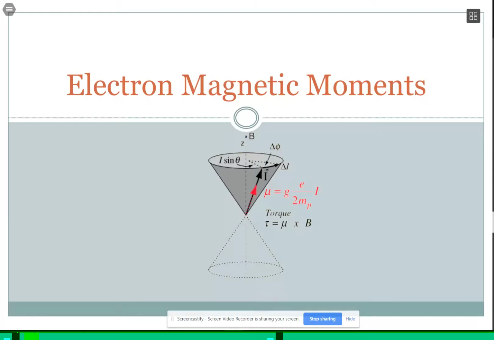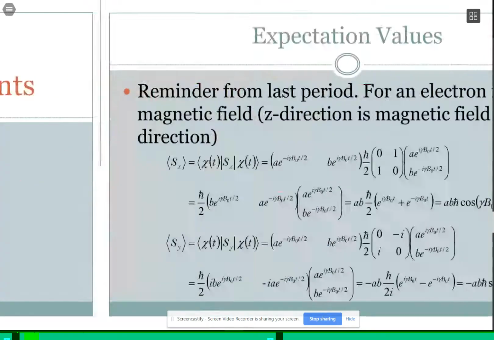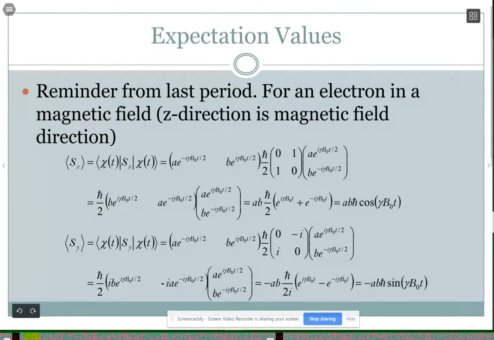Last class period, what we looked at was the electron spin when we put an electron in a magnetic field. And so this picture is illustrating the point. The magnetic moment is this mu, and it's going to be different for different materials. And we found that the expectation value of the Z component, the X component, and the Y component of the spin were different.